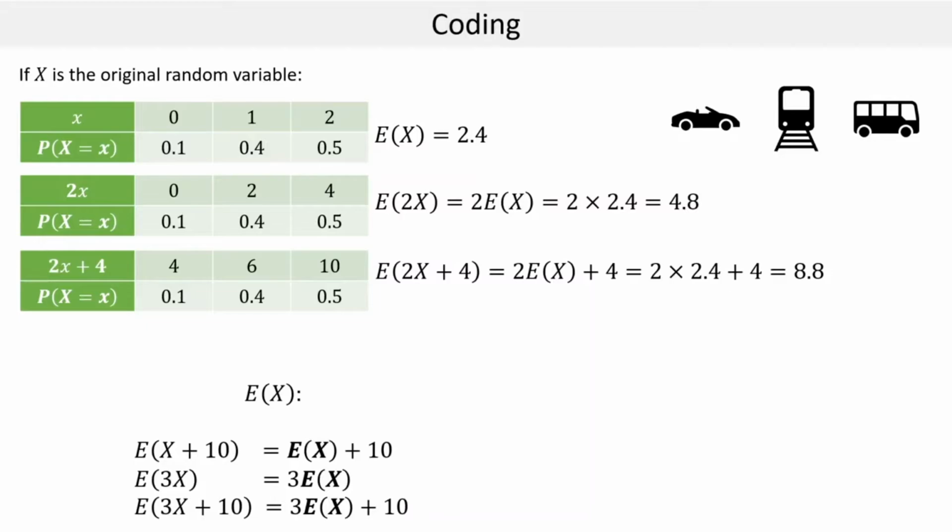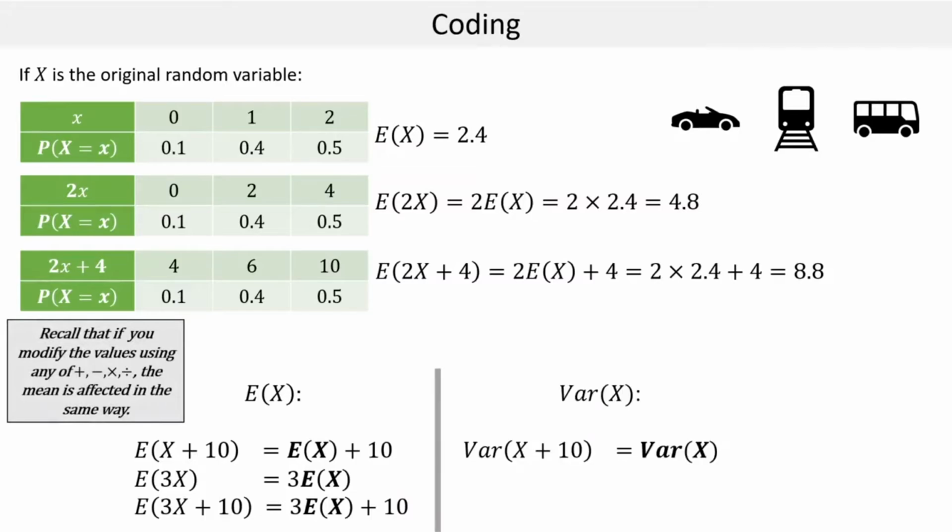And here's a bit of a combination of both. So if the original values were multiplied by 3 and had 10 added to them, we could find that by using 3 multiplied by the original expectation of x and then added on 10. It's slightly different for the variance.